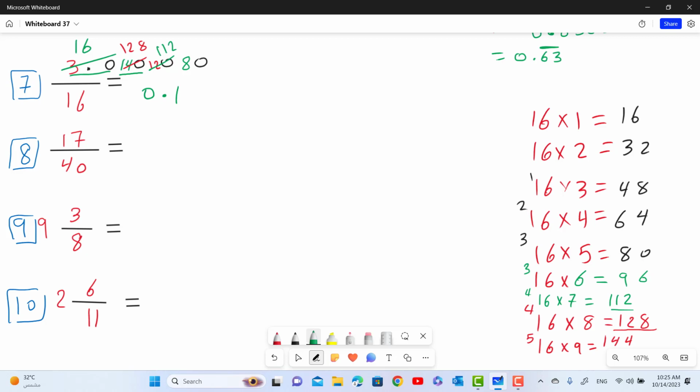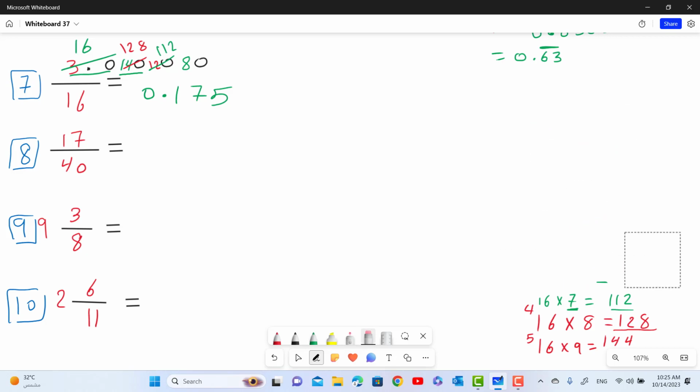112 divided by 16 from here is 7. 80 divided by 16, we have it here, is 5. Then this is called a finite decimal, okay? Now finite, not repeated. The answer is only 0.175. Okay, try to do the next one. We don't need this, erase.